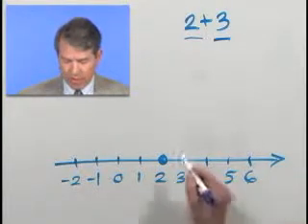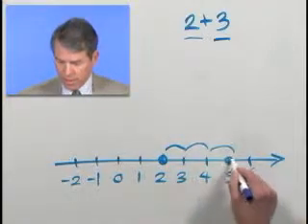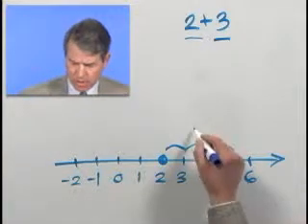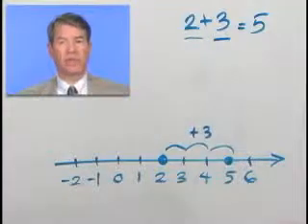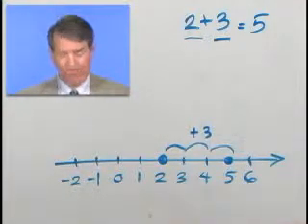Since I'm adding 3, I will move over 3 places. As a result, I end up at the point 5. 2 plus 3 turns out to equal 5. I think we knew that one. Suppose we're subtracting.